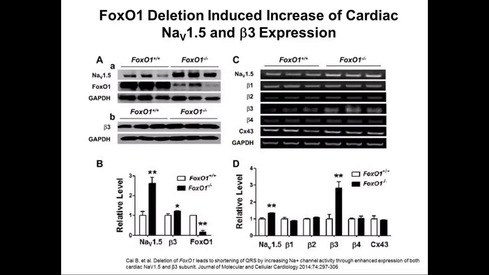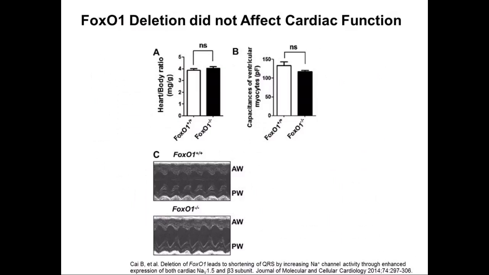As you can see, with deletion of FOXO1 the sodium channel shows a robust, significant increase in both messenger and protein levels. Surprisingly, we found that beta-3, a beta subunit which can regulate the alpha subunit of the sodium channel, also had a robust increase with deletion of FOXO1. So this basic experiment told us FOXO1 is a suppressor of sodium channel expression in the in vivo system.